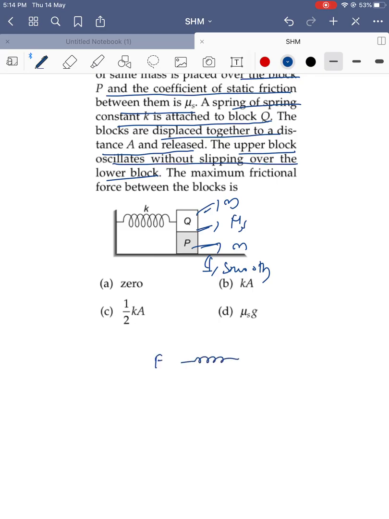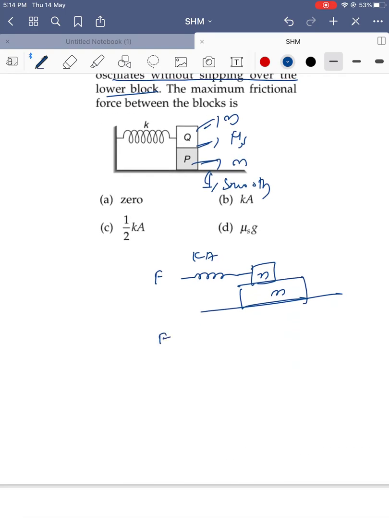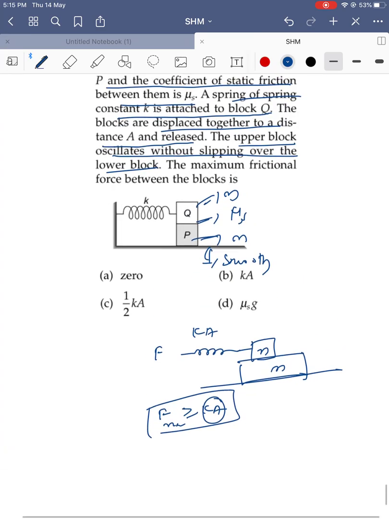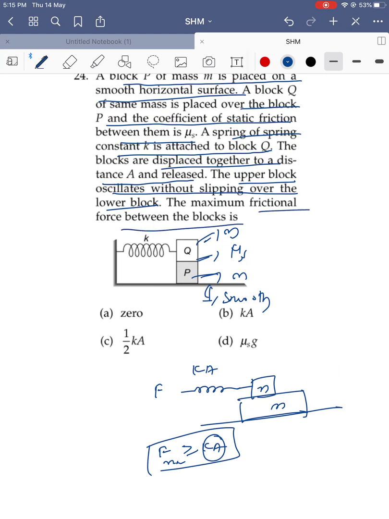So this is the spring, upper block and lower block, as per our terminology m and m. Ka is the spring force, so the applied force F is less than F maximum. Both are moving with the same velocity and same acceleration, moving together. So the Ka is less than the maximum force that can be applied on the upper block. Next, the maximum frictional force between the blocks is.